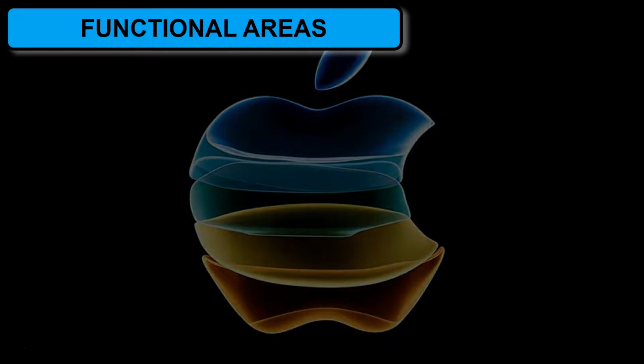Functional areas. All four functional areas within a business are required to work together in order for the business to achieve its aims and objectives. Each department relies on the others to enable them to complete their specific functional activities. Let's have a quick look at a simplified version of how each department may work together to successfully produce and sell the iPhone 12.